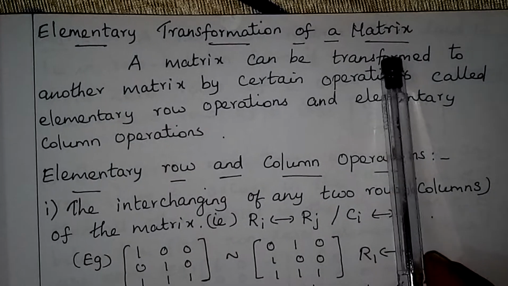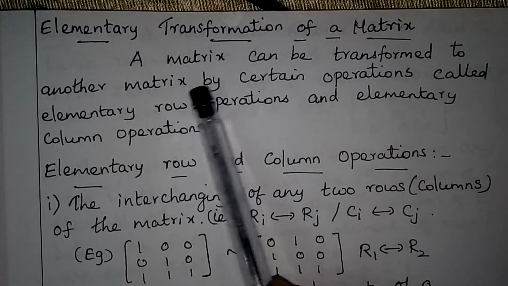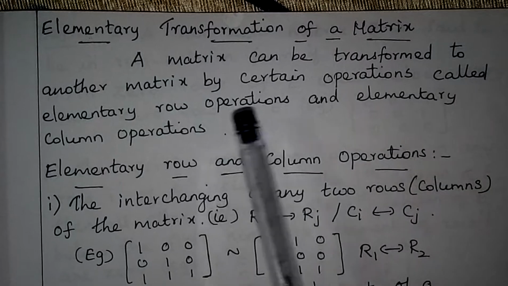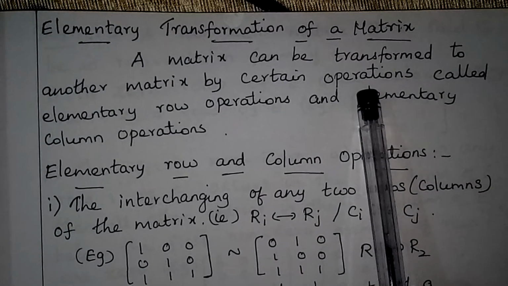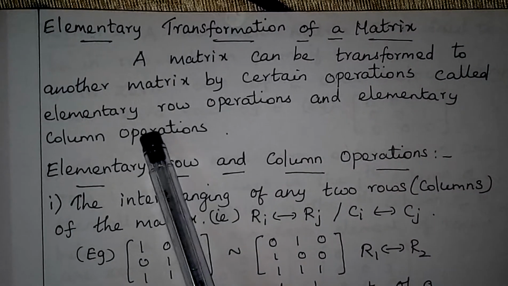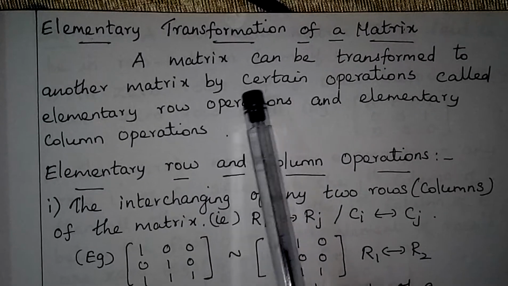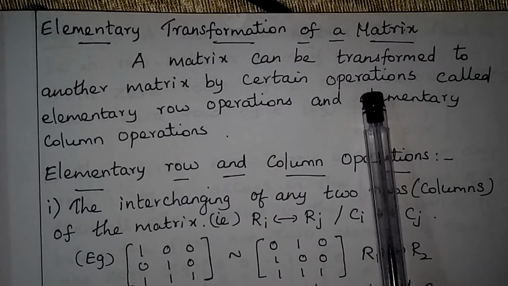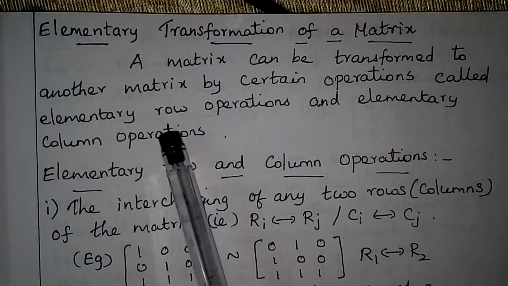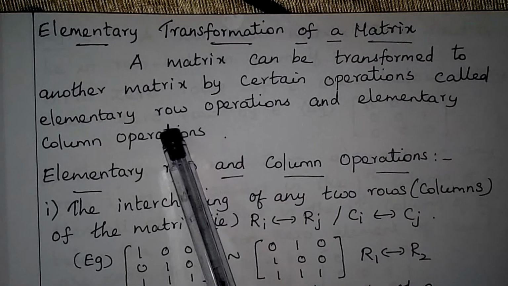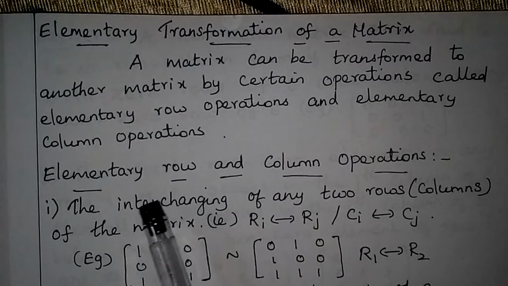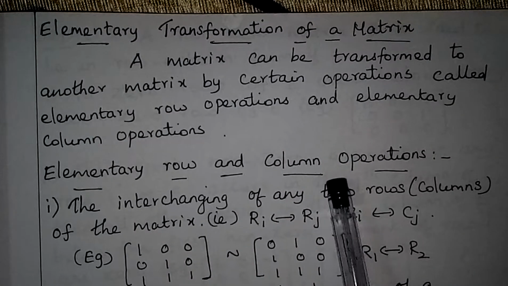Elementary transformation of a matrix. A matrix can be transformed to another matrix by certain operations, and these operations are called elementary row operations. We can change one matrix into another matrix by using some operations, and these calculations are said to be elementary row operations.